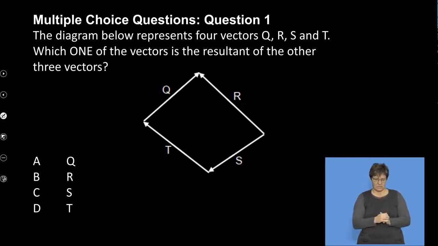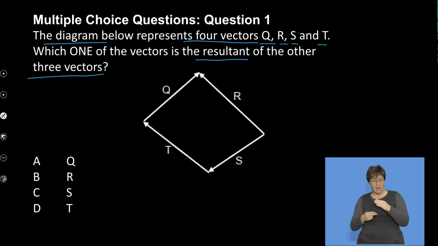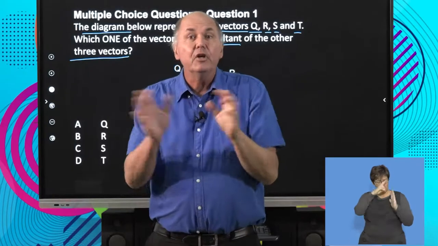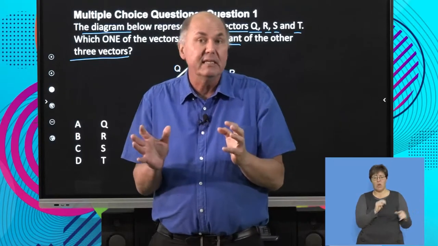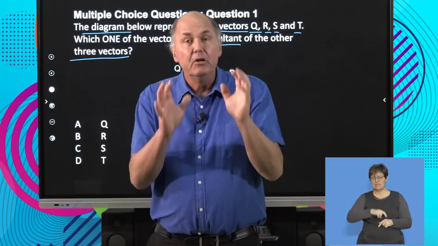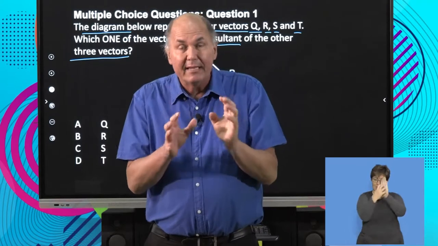So it tells me in the diagram below, they represent 4 vectors, Q, R, S, and T. Which one of the vectors is the resultant of the other 3 vectors? Now, what I hope you can see is just by reading that introduction, I don't need to look at A, B, C, and D at the moment. I can simply look at the diagram and make a decision.